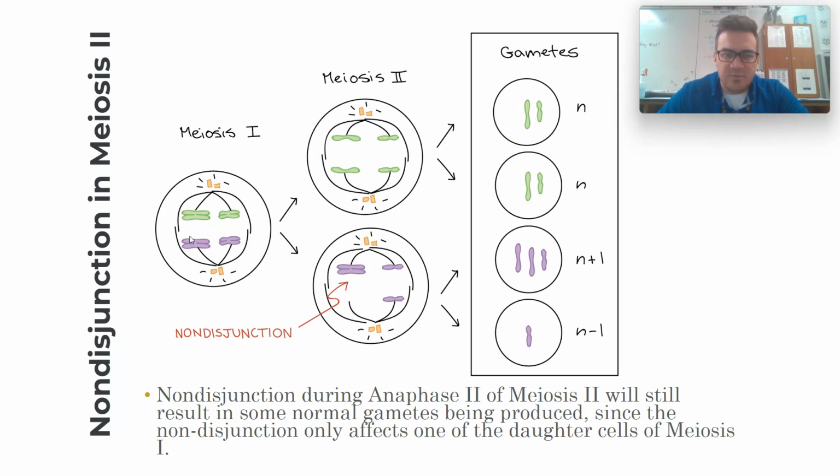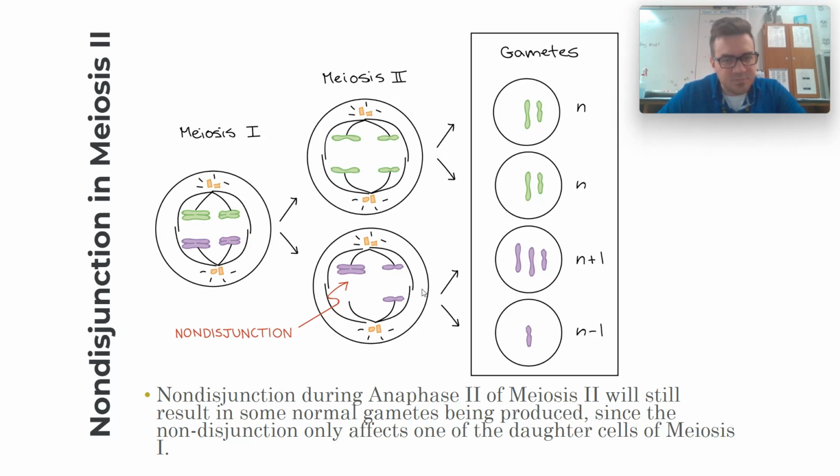Likewise, a similar process can happen during anaphase 2 of meiosis 2. You could have anaphase take place normally, everything goes well like it's supposed to in meiosis 1, but then in meiosis 2 you could have one of those cells have a chromosome that fails to separate, and so those sister chromatids don't separate like they're supposed to. And once again, you can have extra or missing chromosomes.